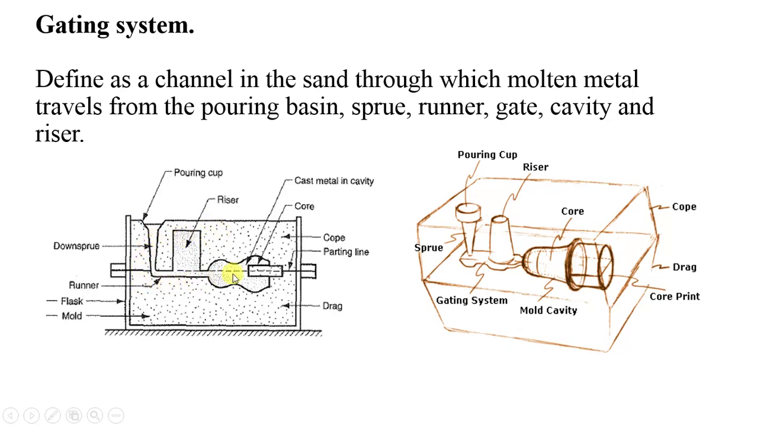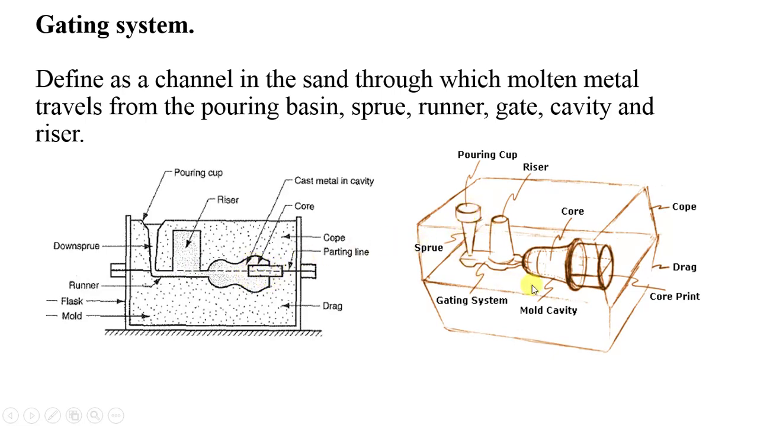Then here you can see, remember this as a parting line where it separates the cope section and the drag section. Along this parting line there is a core, as we have seen before in the last lecture. That core will be used to make a blank section or blank space in a cavity.